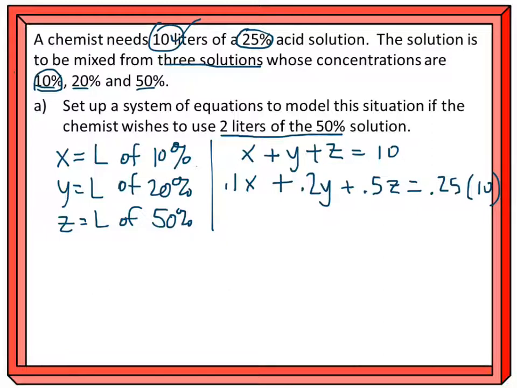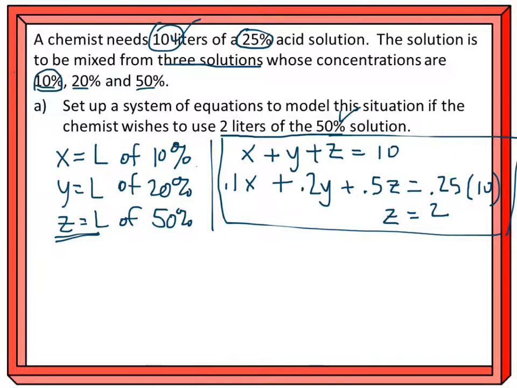Okay, and then our final equation comes from this last part of the sentence, 2 liters of the 50%. That's the z. So this is a very simple equation. z is equal to 2. Okay, so this is our system of equations right here.